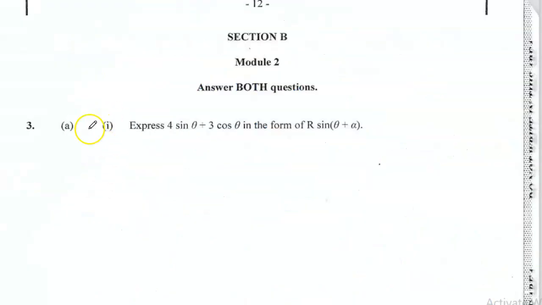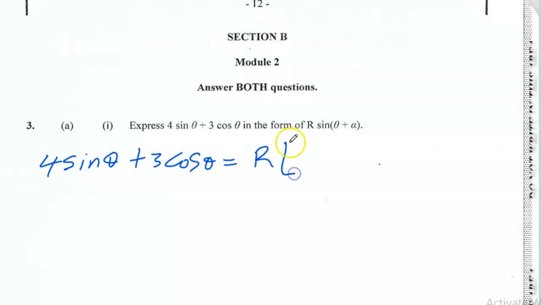Now we move to question 3. Express 4 sine theta plus 3 cos theta in the form r sine theta plus alpha. We expand that. That's sine theta, the addition rule: sine theta cos alpha plus sine alpha cos theta.